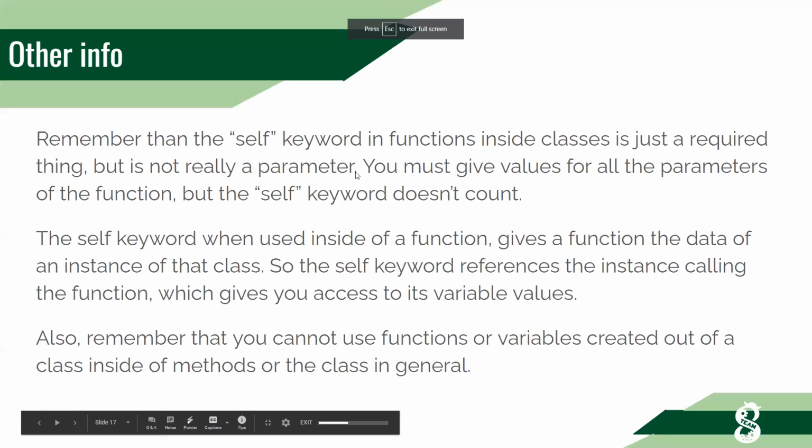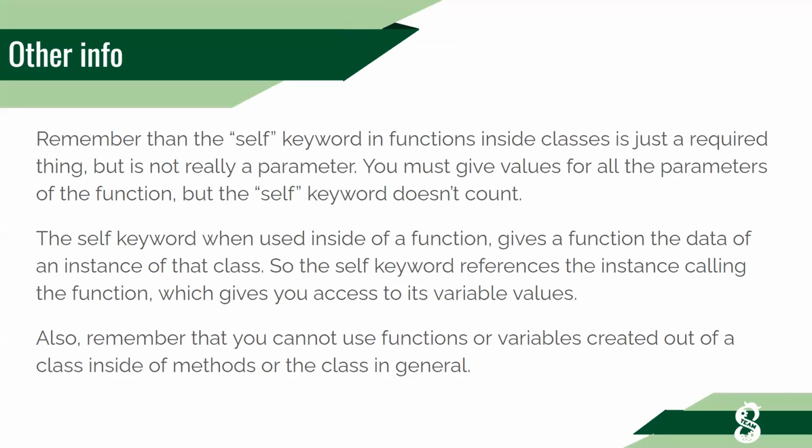Next up, let's just go through some other info. You have to remember that the self keyword in functions is something that's required, but it's not a parameter. You have to give all the values for all the parameters, but the self keyword doesn't really count. So it can just be there and you don't have to give it a value. Then the self keyword gives the function the data of an instance of the class. So it'll give the variable values and the functions that the instance has. That's why you need the self keyword.